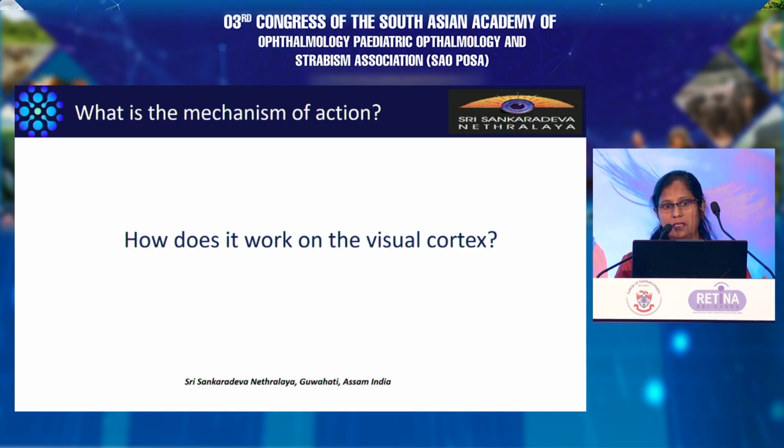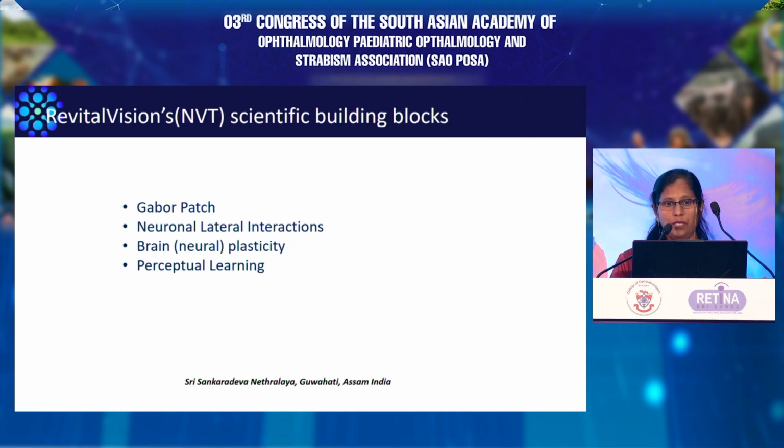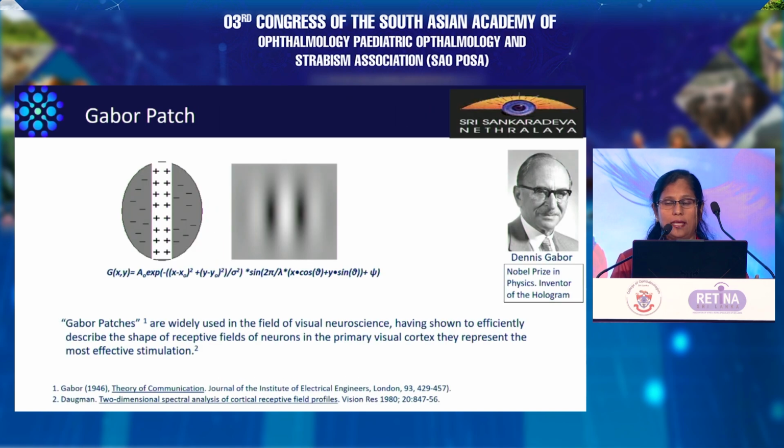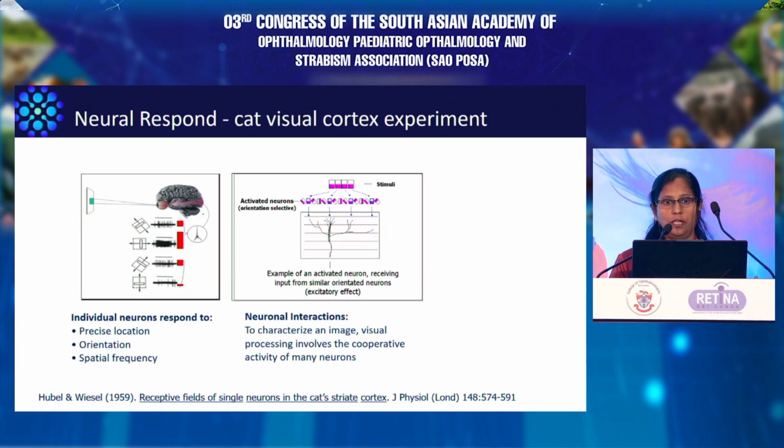Exactly what is the mechanism of action? How does it work on the visual cortex? These are the 4 building blocks: the Gabor patch, neuronal lateral interactions, brain neural plasticity, and perceptual learning. Gabor patches are widely used in the field of visual neuroscience and have been shown to efficiently describe the shape of the receptive fields of neurons in the primary visual cortex. They represent the most effective stimulation, and this is what the software uses.